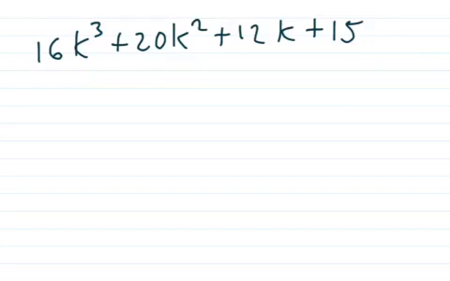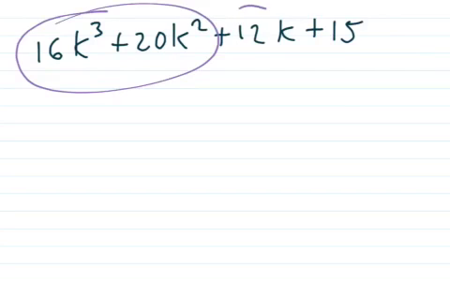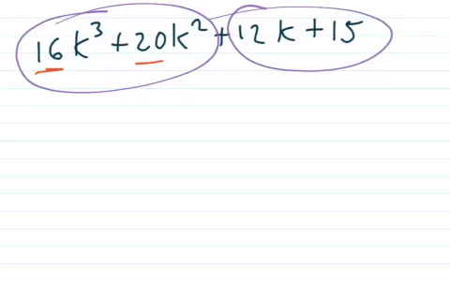And here's what we mean by grouping. We're going to group the first 2 together, and we're going to group the second 2 together. We're going to do a GCF on each one. So, look at the 16 and the 20. I think 4 is probably my GCF. How about k squared and k cubed? Yeah, k squared I think is my GCF.